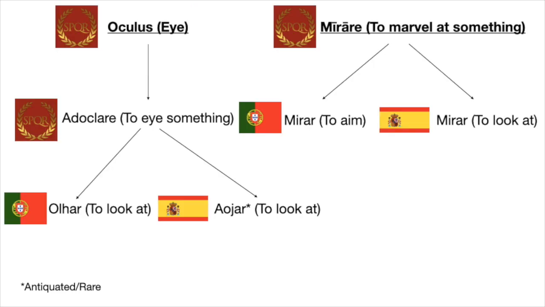The Portuguese word olhar obviously comes from the word olho, which means your eye. So when you look at something, you use your eyes. So we can see this is another kind of innovated word in Portuguese that is not really used so much in Spanish.